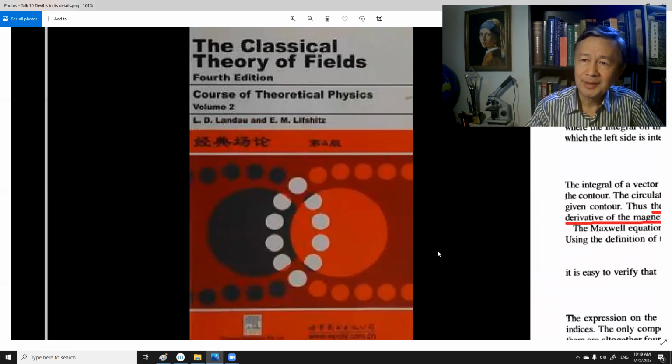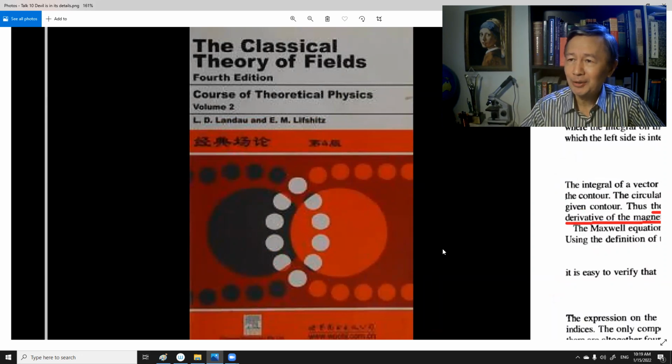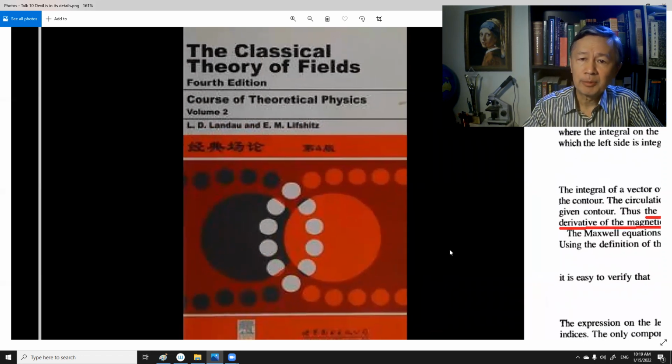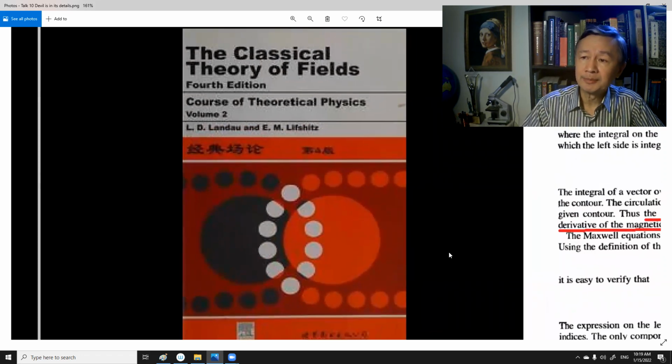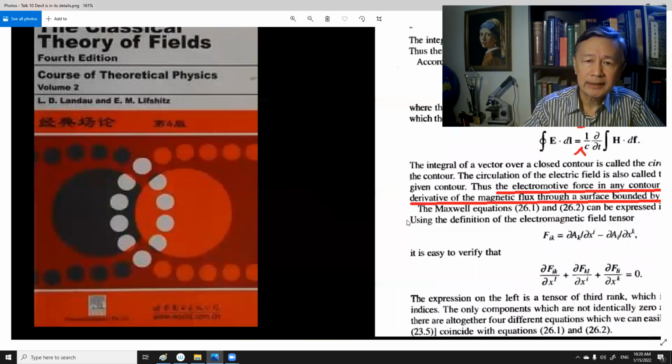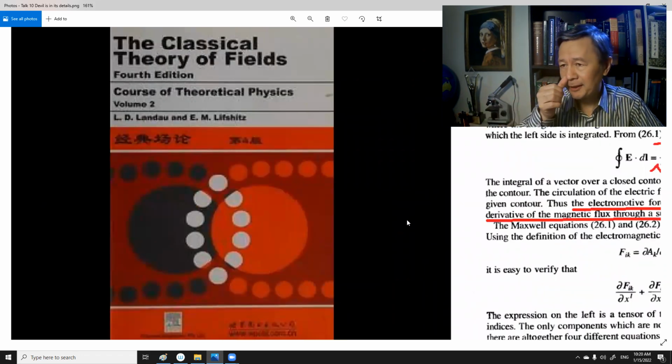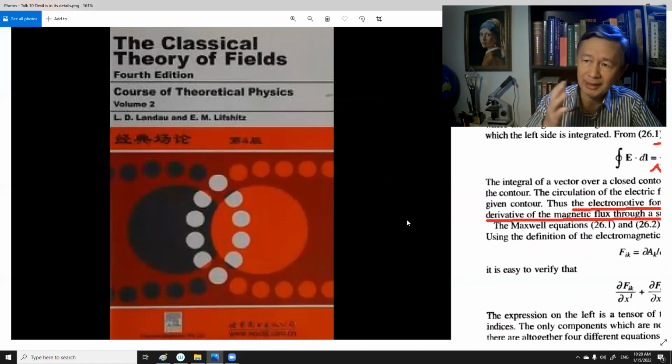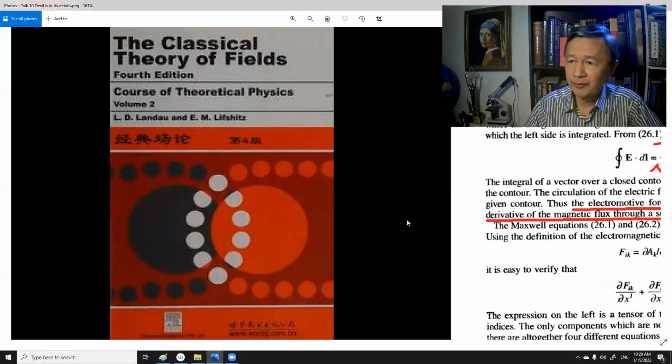Aha, this is a textbook I used during my fourth year in university a long time ago, and I can tell you this is a very good textbook. It's written by Landau and Lifshitz. From this book, you can find a lot of basic ideas involved in both the classical field and the quantum field.